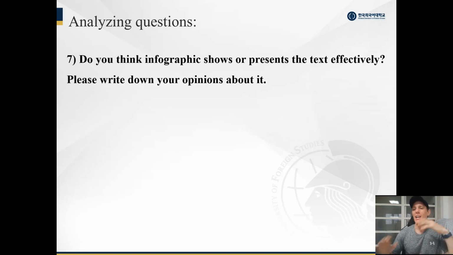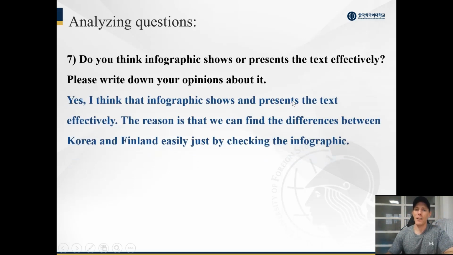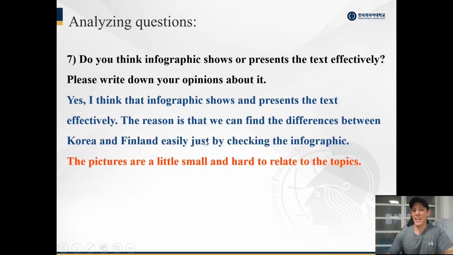Write down your opinion. Now, your opinion, you can write anything you want. This is what they want to say. It's an infographic that presents a text effectively. You can see the differences between them just by looking at the infographic. The color's not the best, and the pictures are a little small and hard to relate to the topics. One of the pictures has a picture of the Canadian flag, so that's not related to Korea or Finland, so it's a little bit weird.